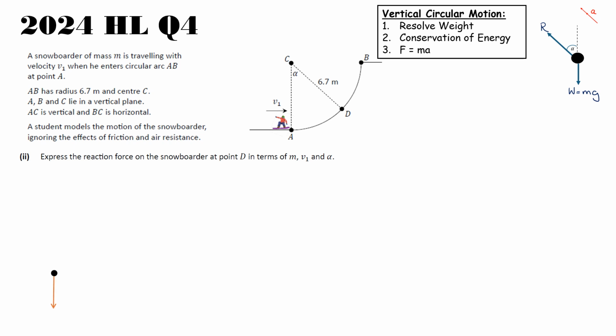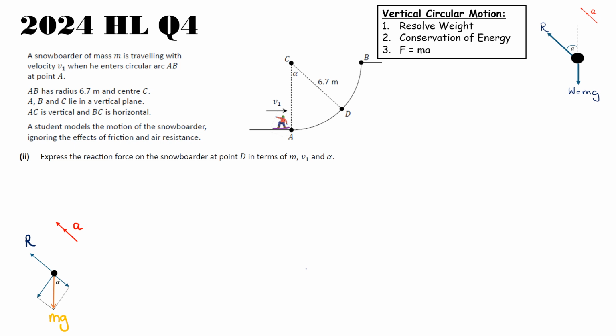So here's our force, and firstly we have weight. So this is mg acting straight down. We then have our reaction force, which is up here, and we have our acceleration pointing inwards. So we want to resolve our weight, our mg. So what we're going to do, we're going to draw in parallel and perpendicular vectors to mg, and I'm going to put in our angle to the vertical.